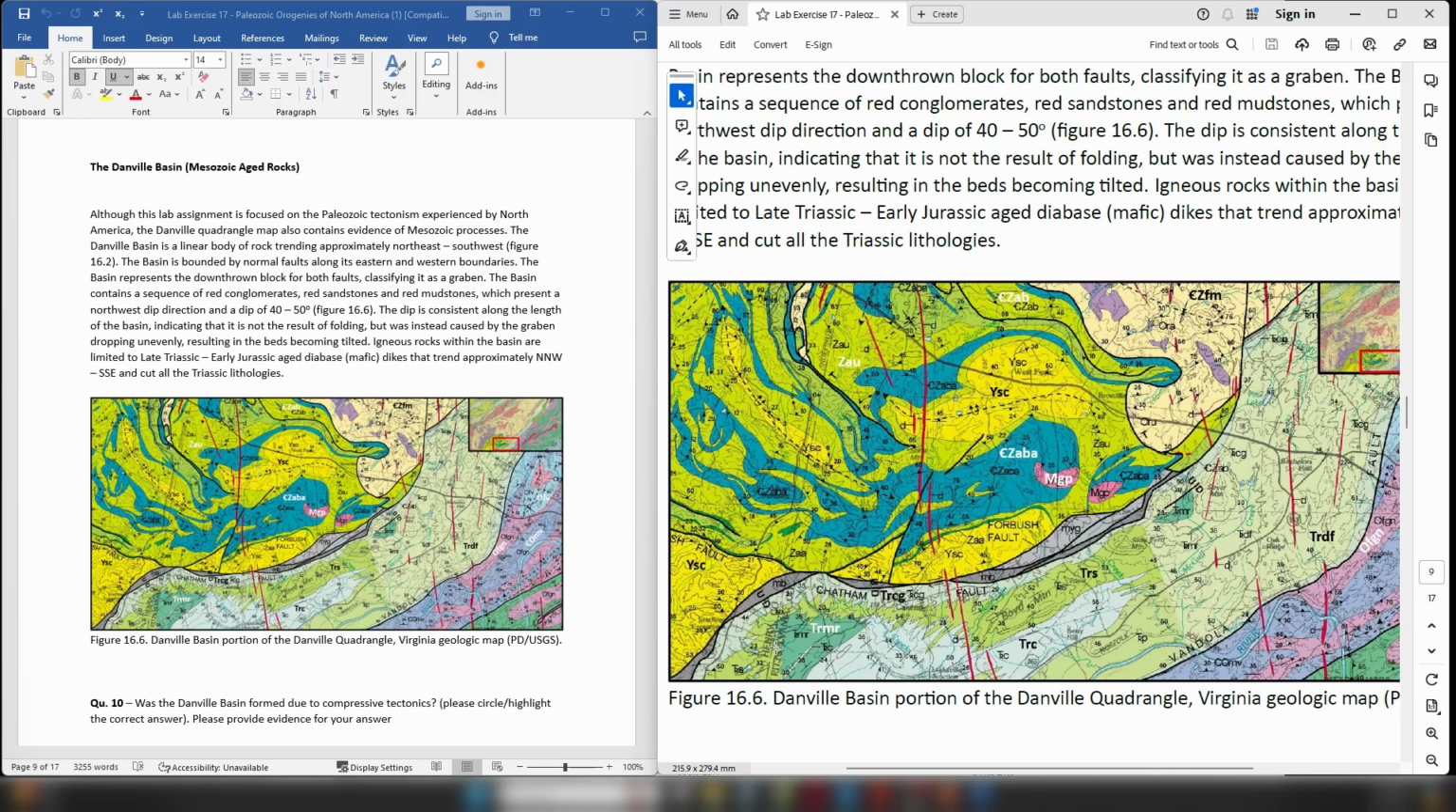Normal faulting is typically associated with extension. So when we look at the Danville Basin, we begin to see that it's not filled with Paleozoic aged rocks. Instead, it's filled with Mesozoic age rocks.